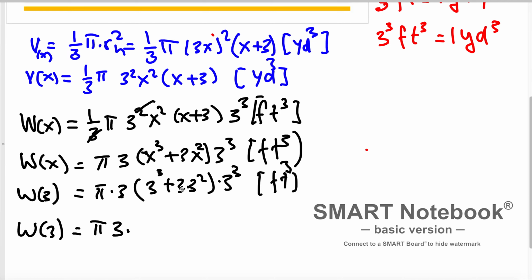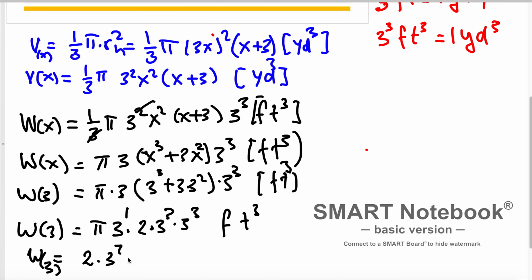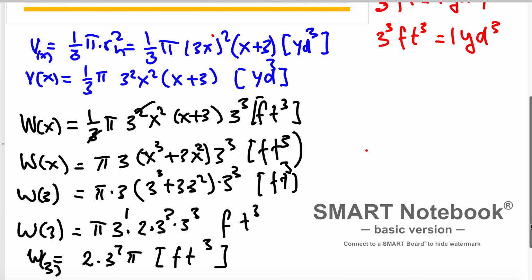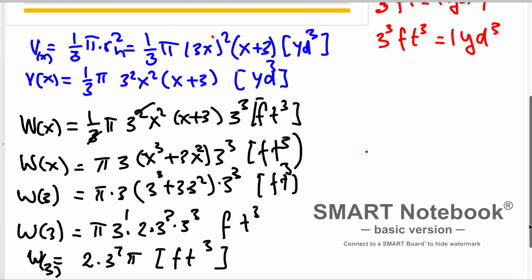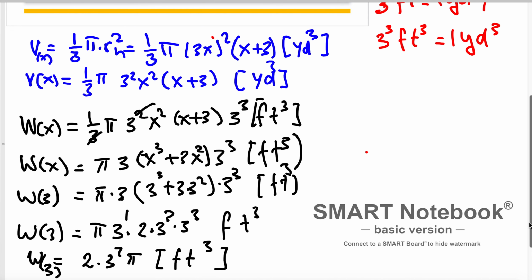3 times 3 squared is 3 cubed, and I can write 2 times 3 cubed times 3 cubed. This 3 cubed here is in cubic feet. Now if we want to simplify further, this 2 I can write in the front, 2 times, and I'm adding the exponents, 3 cubed times 3 cubed times 3 in 1 is going to be 3 to the 7, pi cubic feet. So it means that the volume of the cone, if we are expressing it in cubic feet, is going to be 2 times 3 to the 7 pi cubic feet.